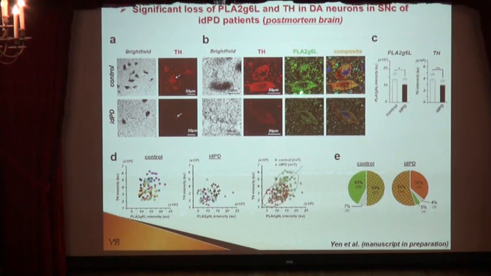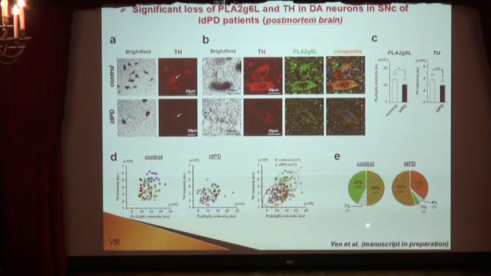And as you can see here, both the level of phospholipase expression and TH in idiopathic PD patients is very much lower, significantly lower, than in control ones. What we found is that there is a clear correlation between the intensity of phospholipase staining and TH staining. The majority of neurons in control patients have both high expression of phospholipase and high TH staining, while those in idiopathic PD patients are a subset of remaining neurons which haven't died yet. They have a very low expression level of phospholipase and TH.